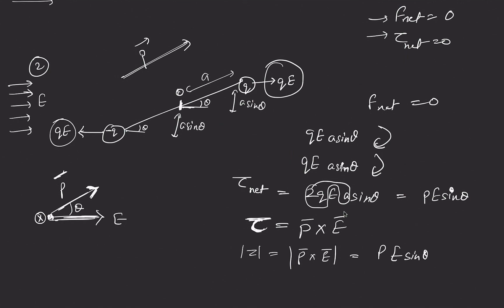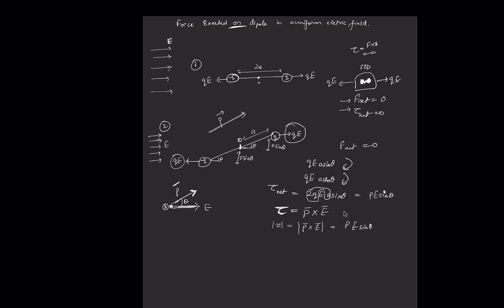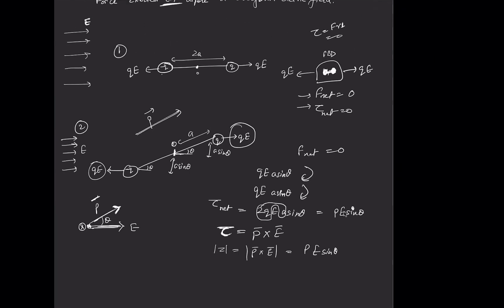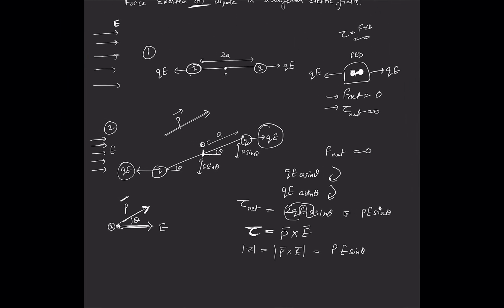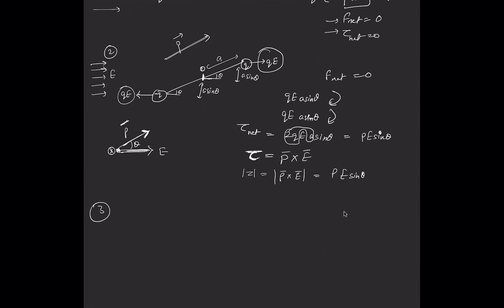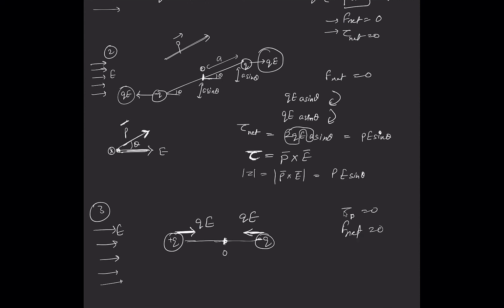So in a uniform electric field, if the dipole is not in an equilibrium position, it experiences a torque of P cross E. Now let's say in the third position, the positive charge is here, we have completely rotated the dipole, and my negative charge is here. Here this Q will experience a force towards the left, and this negative Q would experience a force towards the right, same as in the first case. So torque at origin is also 0, and net force is also 0.